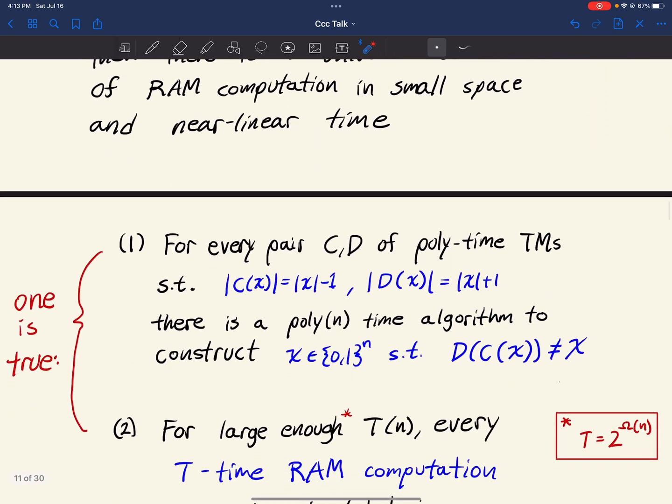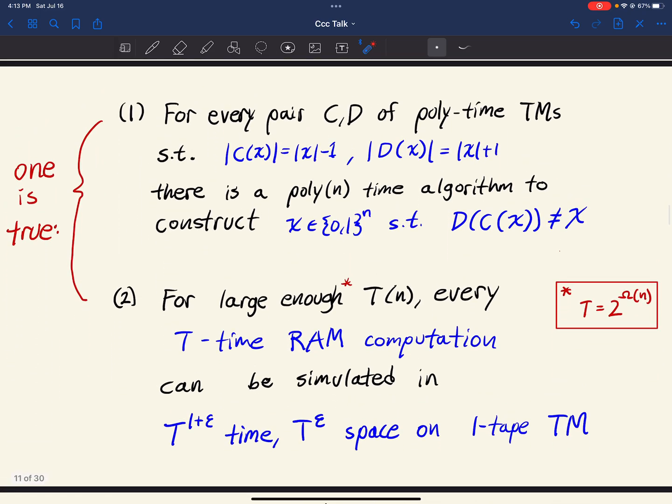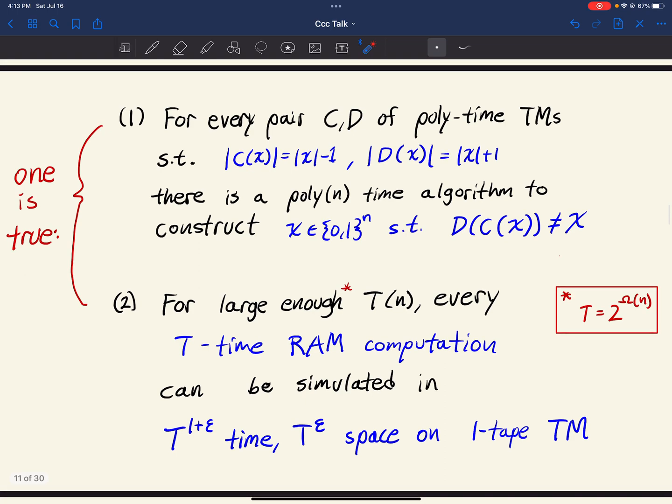Stating this in more explicit terms, one of the following two claims is true. The first is that for every pair of polynomial time Turing machines C and D, such that C decreases its argument by 1 bit and D increases it, there is a polynomial in n algorithm that constructs an n-bit string which is incompressible for this pair. So that's the first statement.